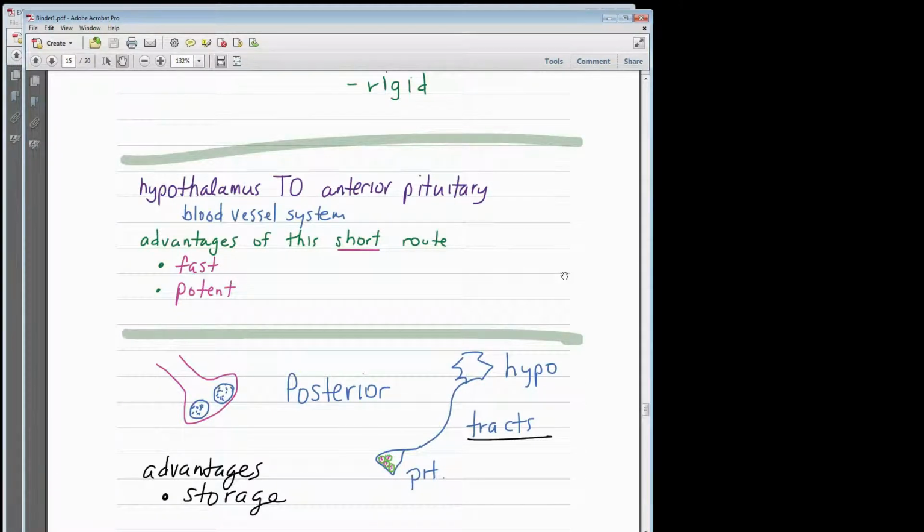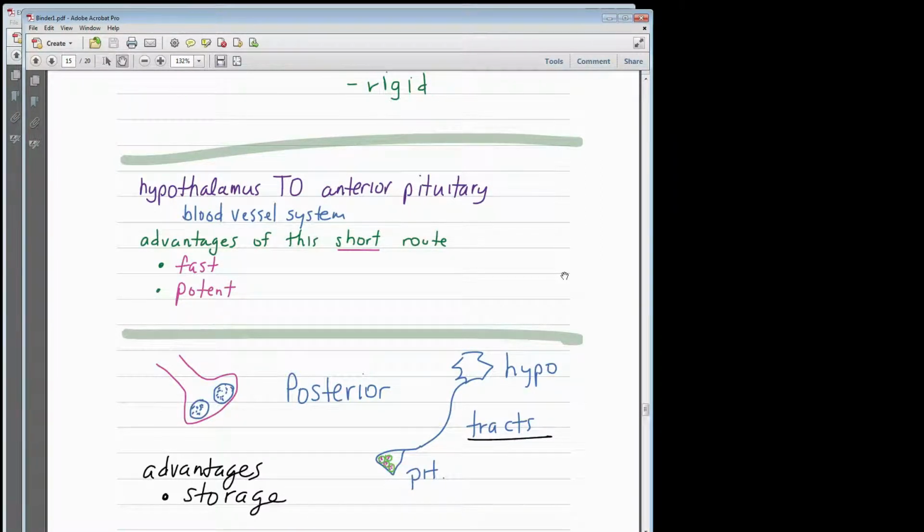The anterior pituitary delivery of hypothalamic factors is via an artery. It's a quick and fast delivery. The advantage of being an artery is that it's a short and direct route, okay? It's being pushed out to all the other areas quickly. Fast, direct, potent.